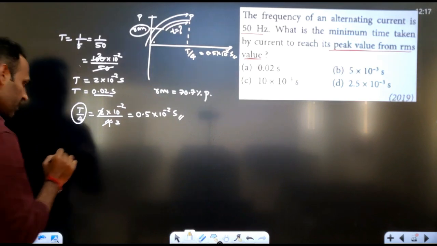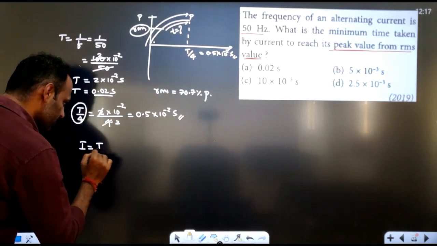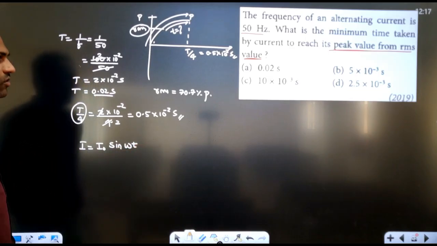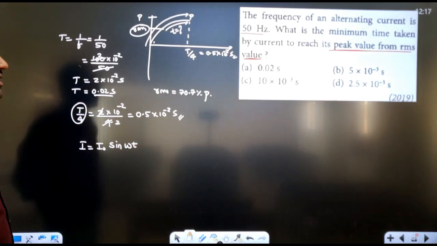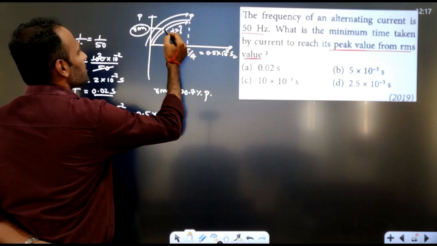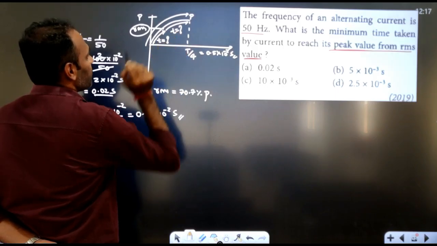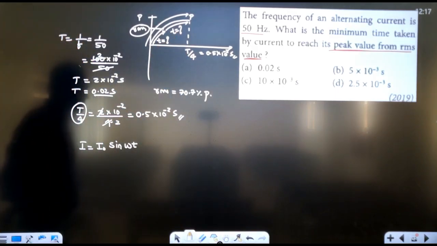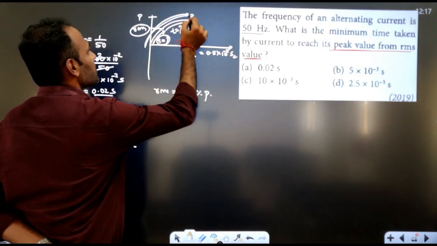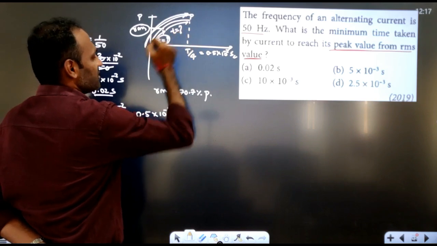See, the alternating current is given by the instantaneous value I is equal to I naught sin omega t. I is equal to I naught sin omega t. It will be like this. So we have to calculate the time taken to reach its peak value from RMS value. From here, the time taken to reach RMS value, that we will calculate. Then we will subtract this time from this time, and you will get this time, right?